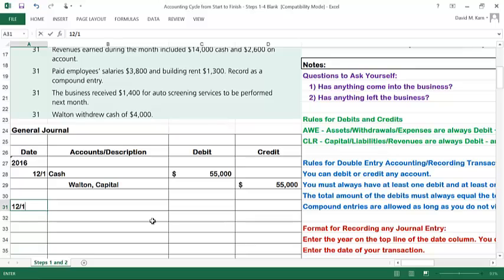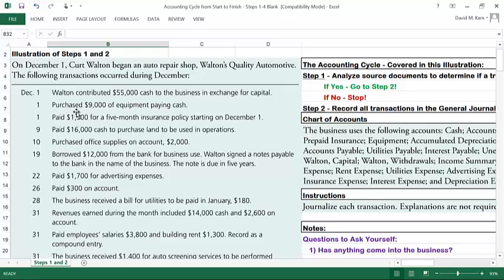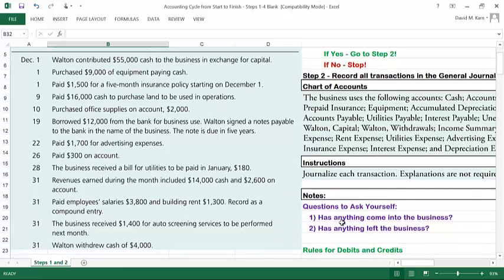Again, we have another 12/1 transaction date. Let's see what happens on the second one. It says we purchased $9,000 of equipment paying cash. So again, has anything come into the business? The answer would be equipment. Has anything left the business? The answer would be yes, we gave them cash. So basically we traded one asset, cash, in exchange to get another, equipment.